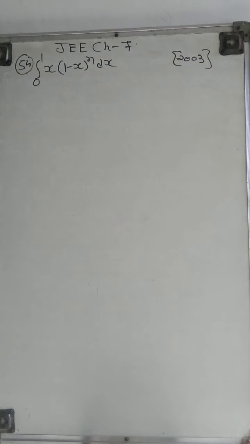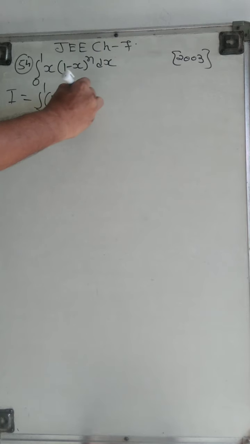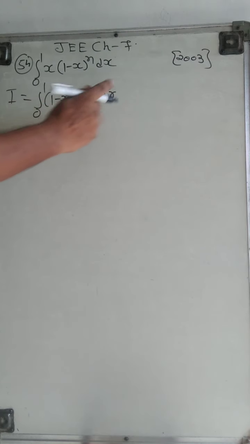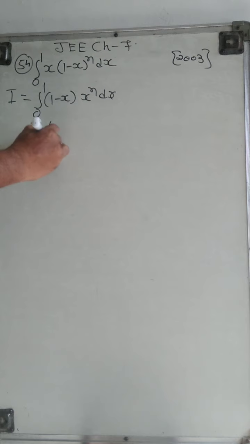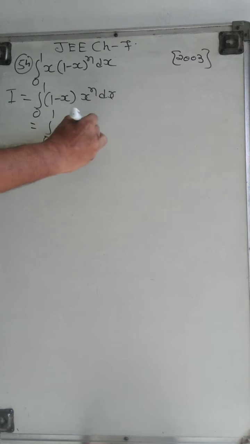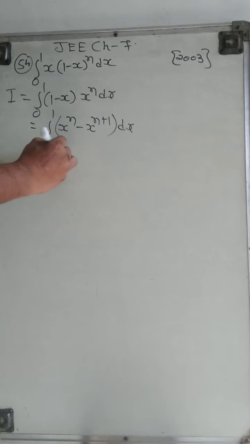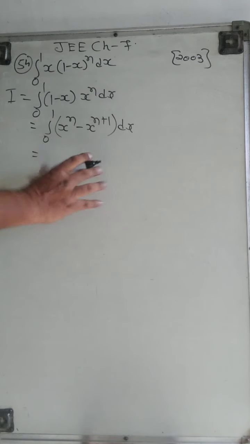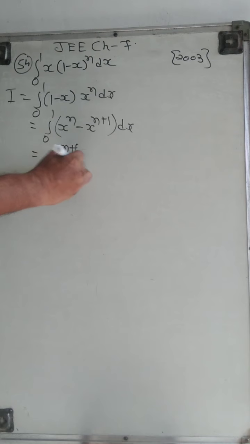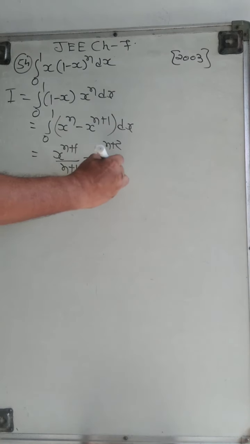Next, question 54: integration from 0 to 1 of x(1 minus x) raised to n dx. Here we just replace x by 1 minus x, and here x raised to n dx. We multiply x raised to n with the bracket: x raised to n minus x raised to n plus 1, dx. Now we integrate this: x raised to n plus 1 upon n plus 1 minus x raised to n plus 2 upon n plus 2.